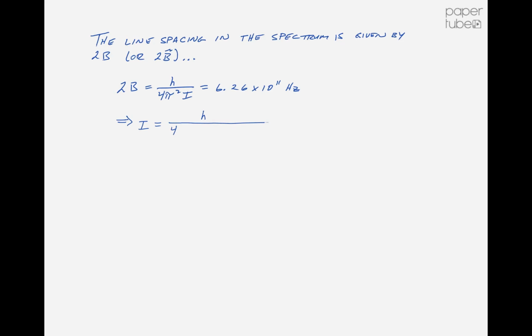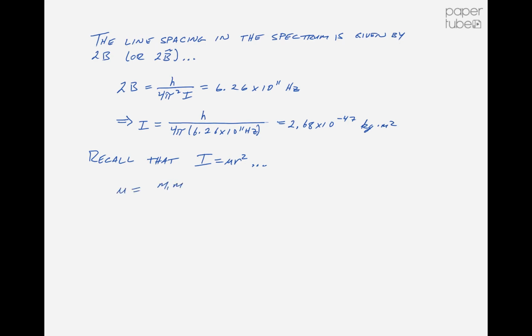We can rearrange terms and solve for the moment of inertia, and from the experimental spectrum determine that the moment of inertia is 2.68 times 10 to the negative 47 kilogram meter squared. Note that the moment of inertia is in units of mass times distance squared, in this case using SI units, kilogram meter squared. Now we'll recall that the moment of inertia is also equal to the reduced mass times the bond distance squared.